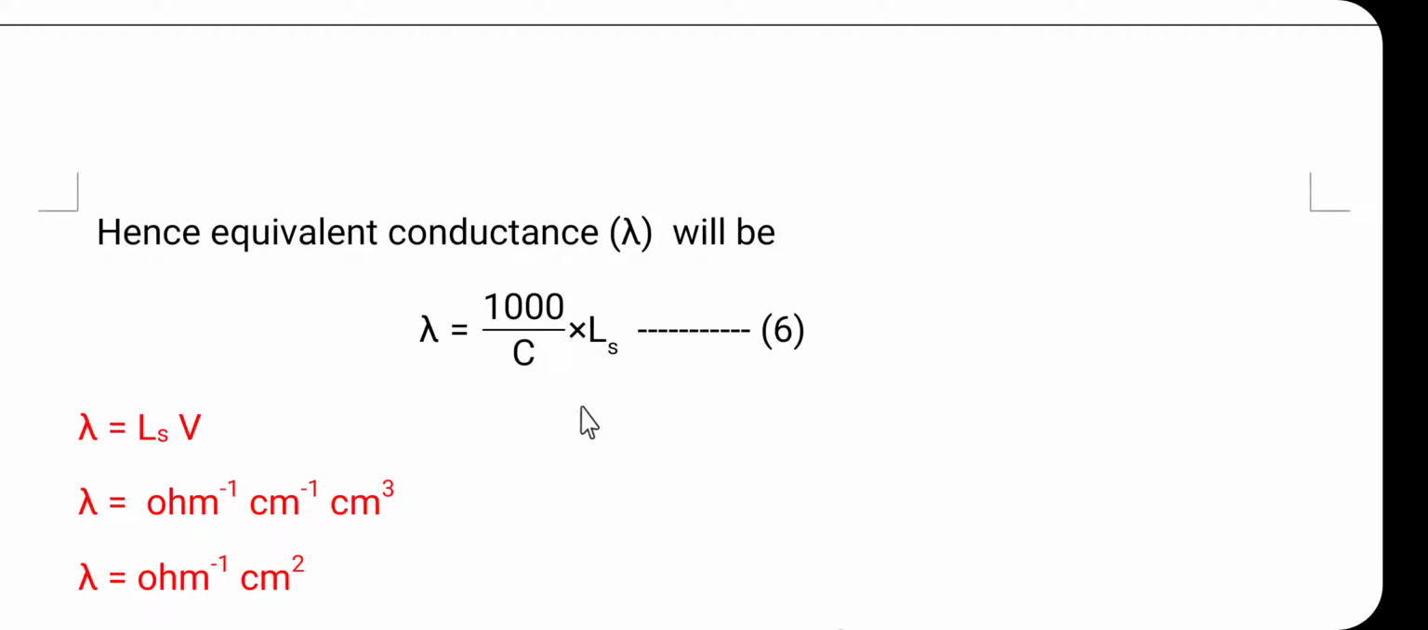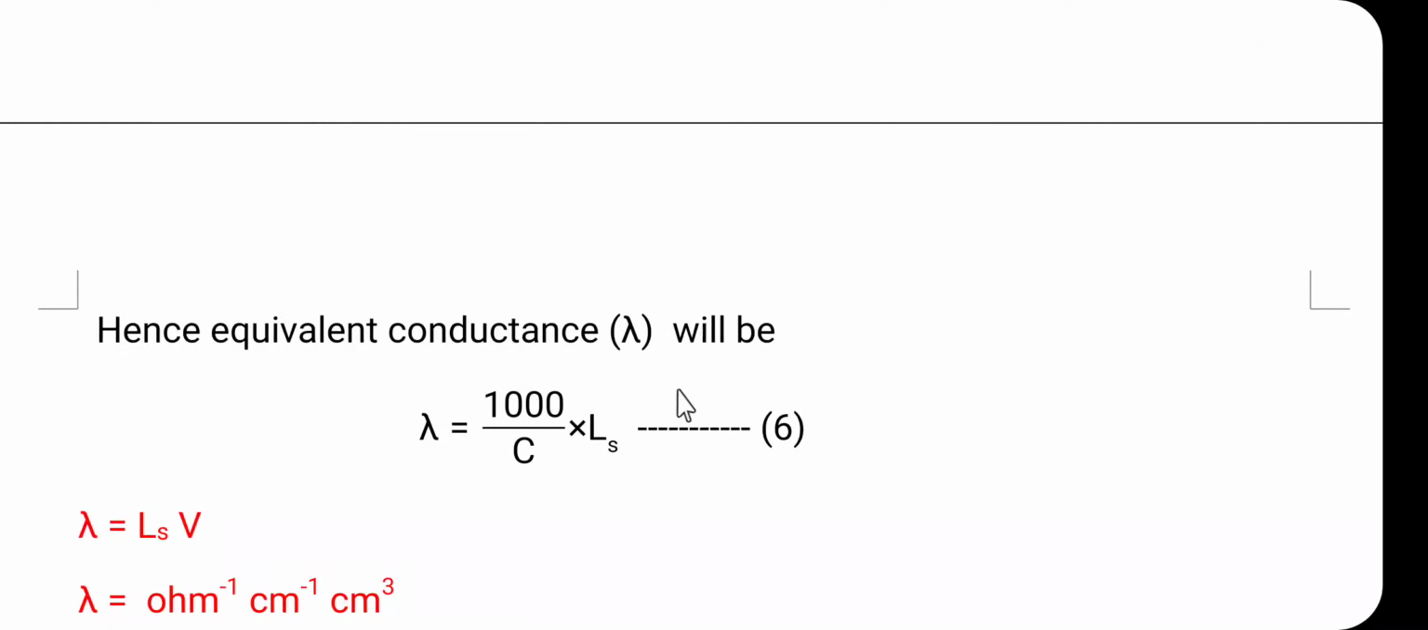So friends, these are some basic terms which are very useful in the chapter electrolytic conductance: Ohm's law, specific resistance, specific conductance, and the equivalence conductance. These are some basic concepts which are very useful in electrolytic conductance.